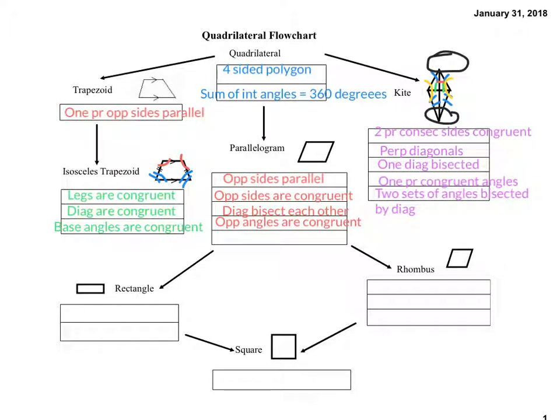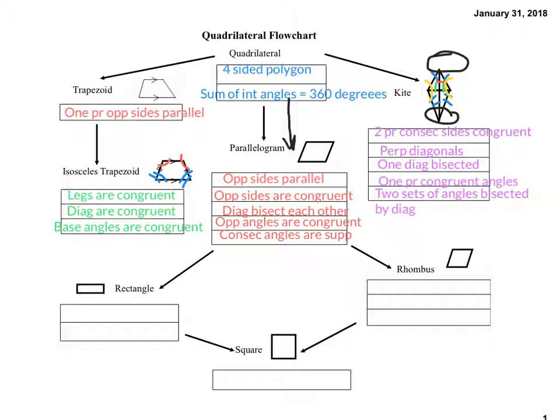That you usually need information about the angle measures to do, so it would be less of a coordinate proof, but you could definitely do that. You can, in a 2-column proof, you could do that as well. And then lastly, we know consecutive angles are supplementary. Okay, so we've identified the fact that it's a quadrilateral, and we're coming down this way.